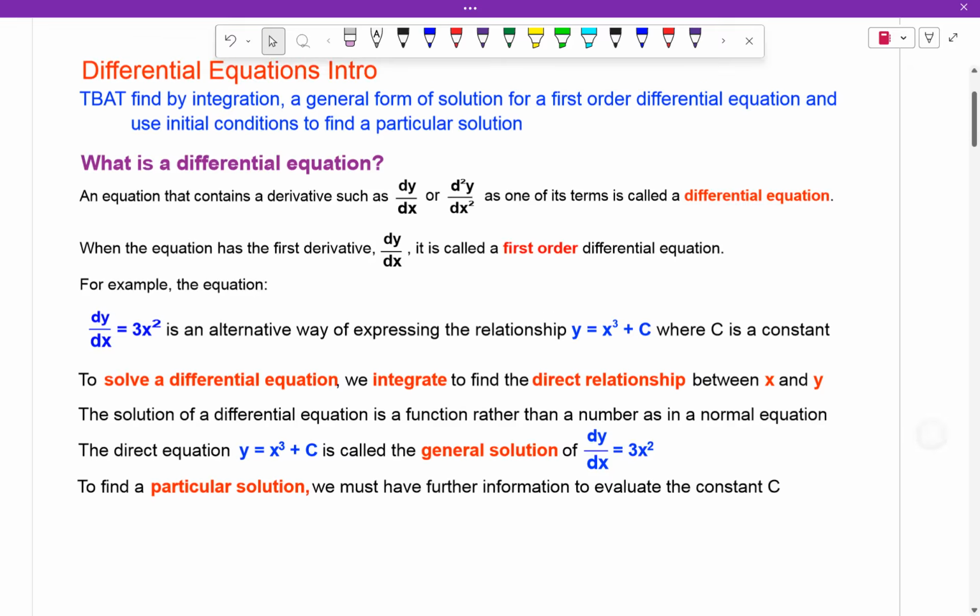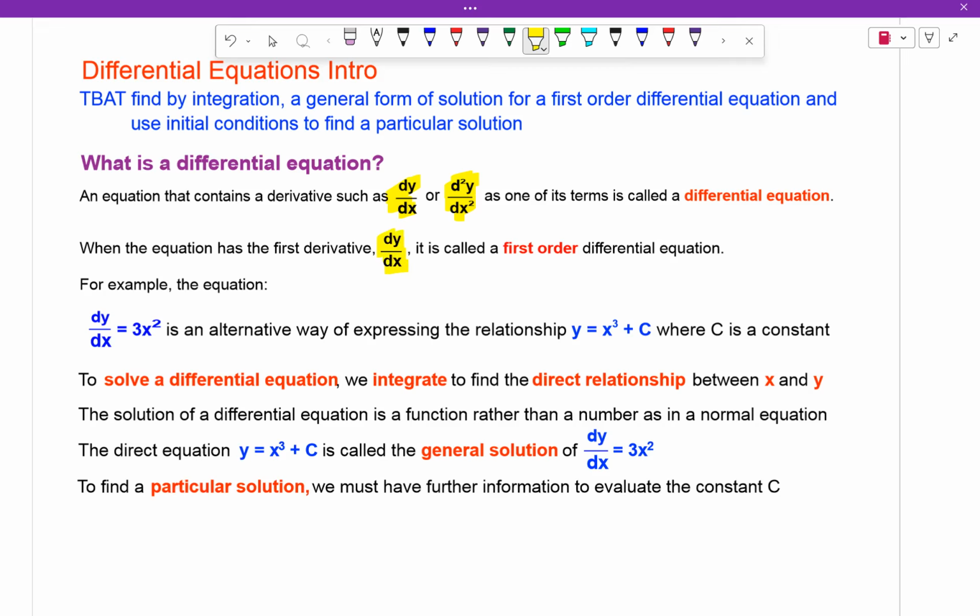Okay, so after learning our integration, what we have left is the final calculus part, well technically not final, but in pure 3 it is our differential equation. Regarding differential equation, it is an equation that consists of dy dx or d square y dx square. But in pure 3, we are only looking at first order, that is dy dx. It's the first power.